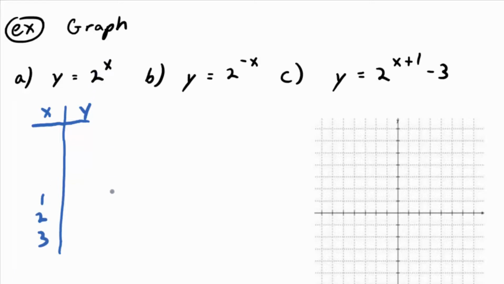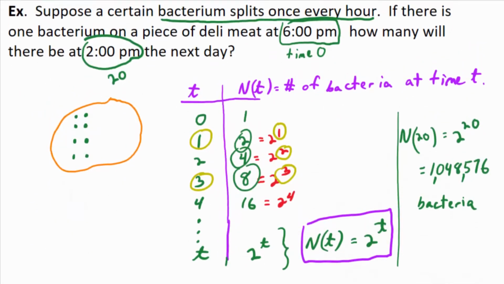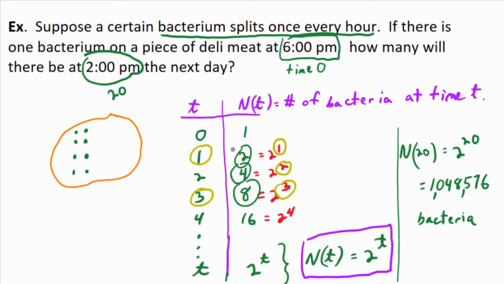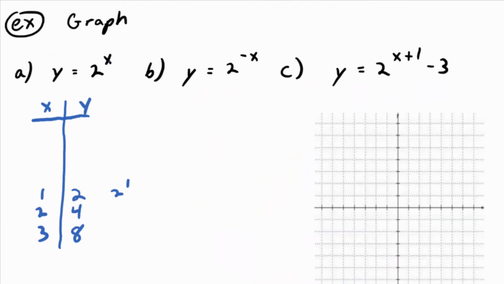So what's 2 to the 1? If you plug in 1 for x, you get 2 to the 1, which is 2. Just 2. 2 squared, if you plug in 2 for x, you get 4. 2 cubed is 8. We looked at those earlier, when we made this table for that bacteria problem. But what we didn't look at is what happens if your input, your x value in this case, is negative, or 0.